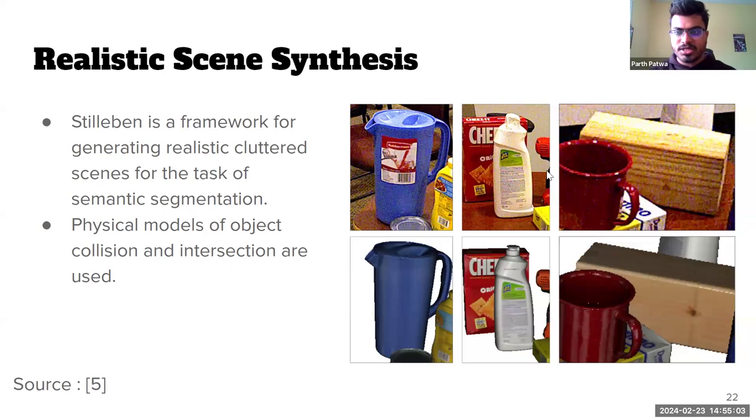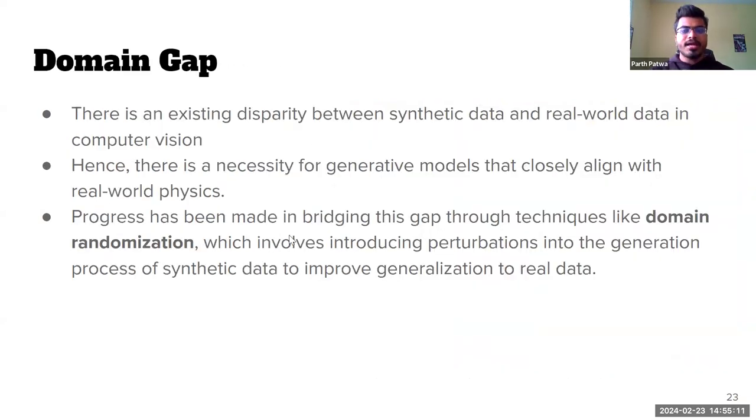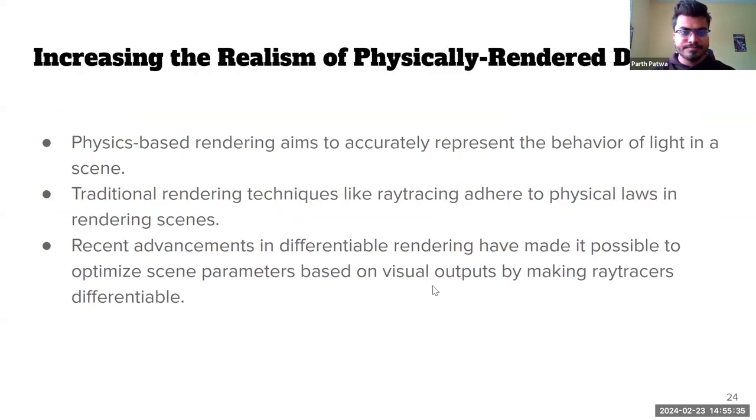There are some examples, for instance this paper, which uses synthetic data with physics concepts. The important aspect here is that the synthetic data should be as accurate as possible, and domain gap is one big problem of having synthetic data. So many techniques like randomization and perturbations have been used to improve the generation and generalization of synthetic data. This is also where physics is helpful, where we have more realistic synthetic data. For example, ray tracing has been used to optimize scene parameters based on visual inputs, where ray tracing is a physics phenomenon.